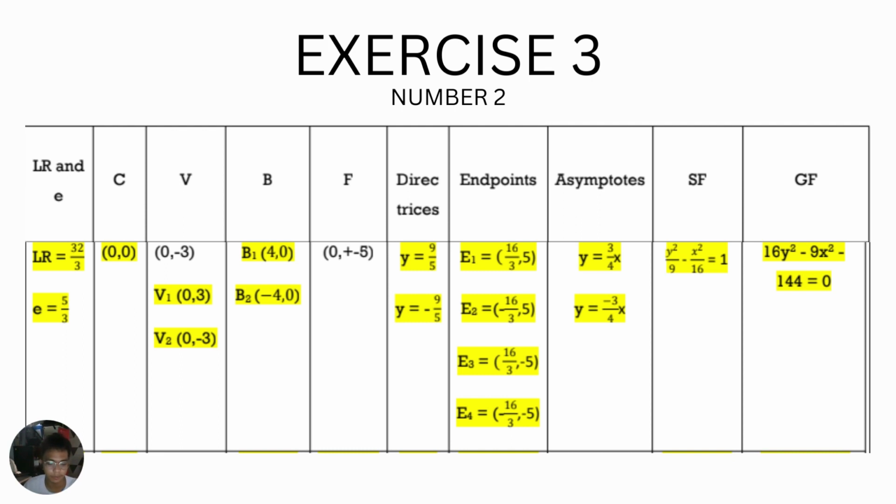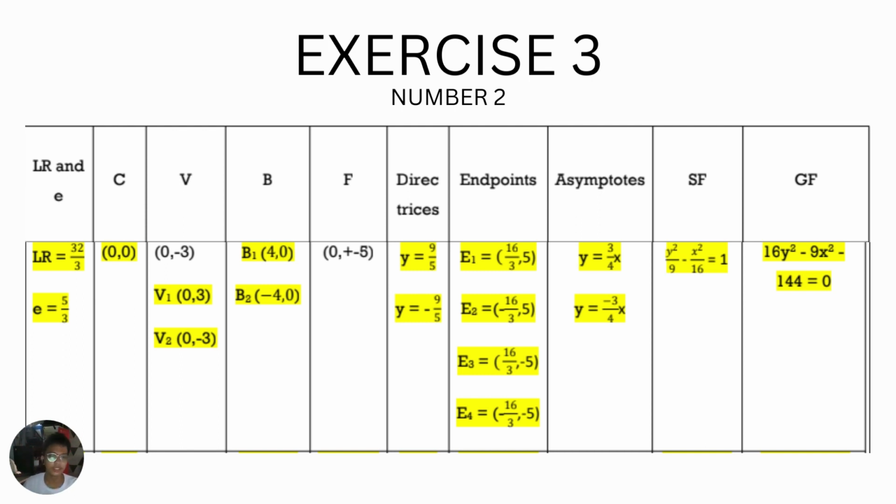So next na tayo rito para sa directrices. So, nakuha natin dito yung y is equals to 9/5 and y is equals to negative 9/5. Sinundan lang natin yung formula na x is equals to h plus a squared over c is equals to h plus a over e, and yung x is equals to h minus a squared over c is equals to h minus a over e, and we get this answer na y is equals to 9/5 and y is equals to negative 9/5.